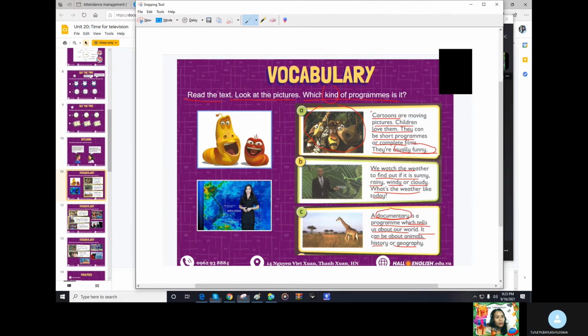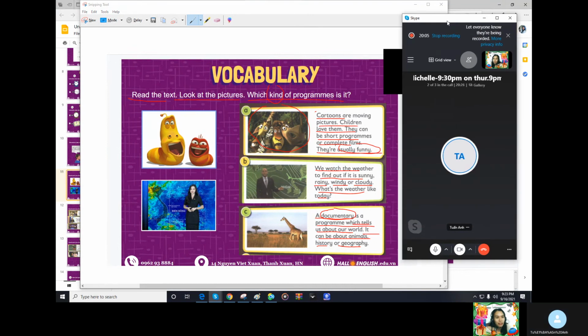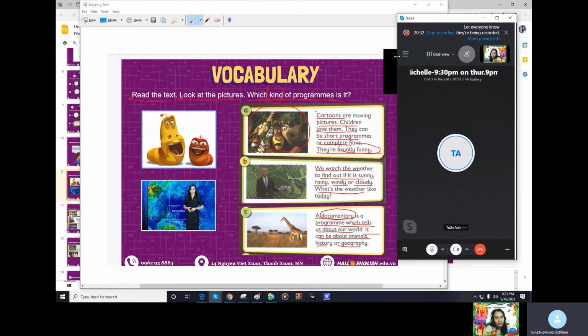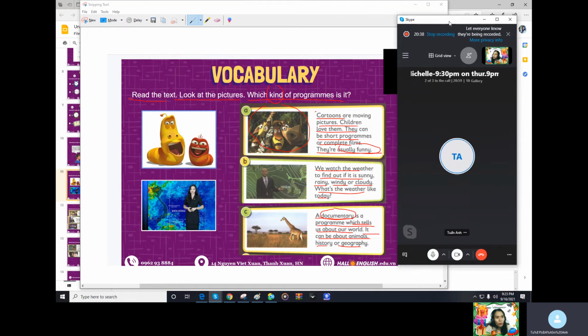What is your favorite cartoon movie or film? Do you have? No, I don't. No, you don't have. Do you like watching cartoons? No, I like watching YouTube. Oh, you like watching YouTube. Okay. How about when you were a child? I think I like Wee Pepe. Oh, is that in English? How about Peppa Pig?